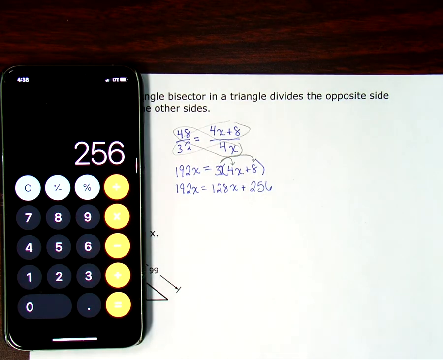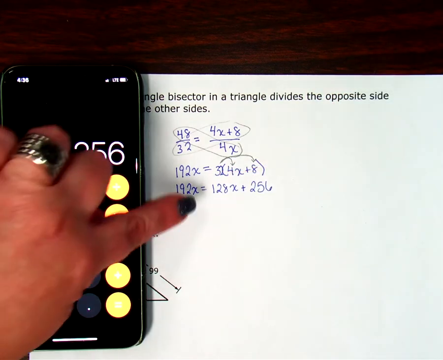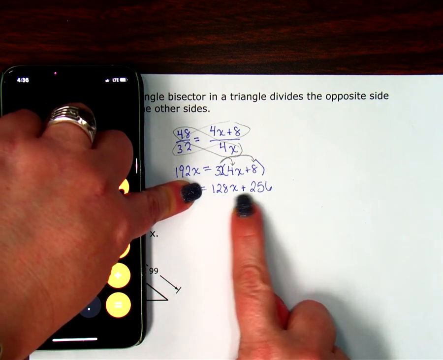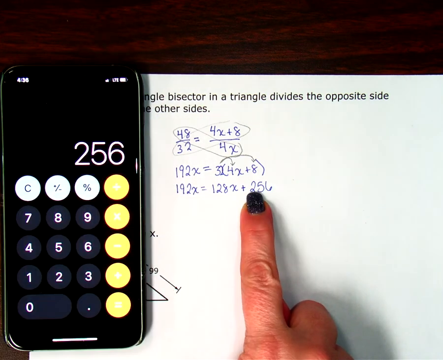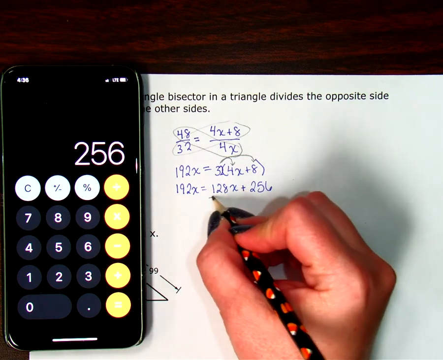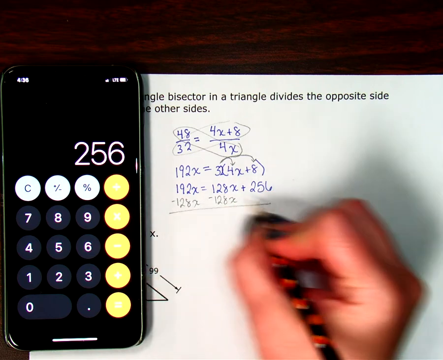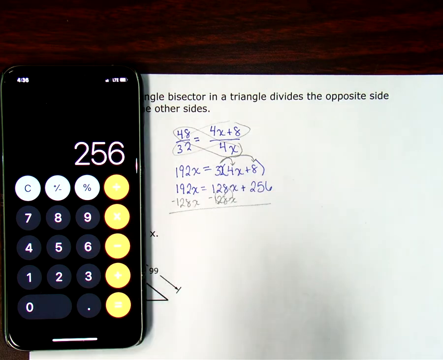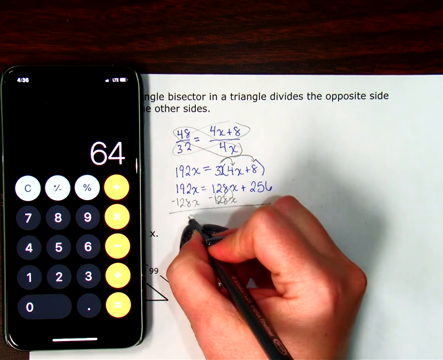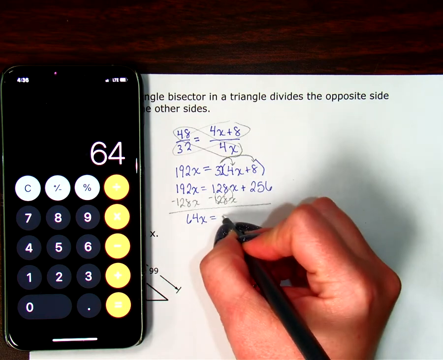Now I look to see if I can combine like terms. If I look on the left hand side, I have 192x, so I can't combine anything there. When I look on the right hand side, I have 128x and 256, so I can't combine those two together. So now I'm going to subtract to get all my x's on the same side. I like to move the smaller of the two x's. I'm going to subtract 128x, which is going to give me 192 minus 128 is 64x equals 0 plus 256.